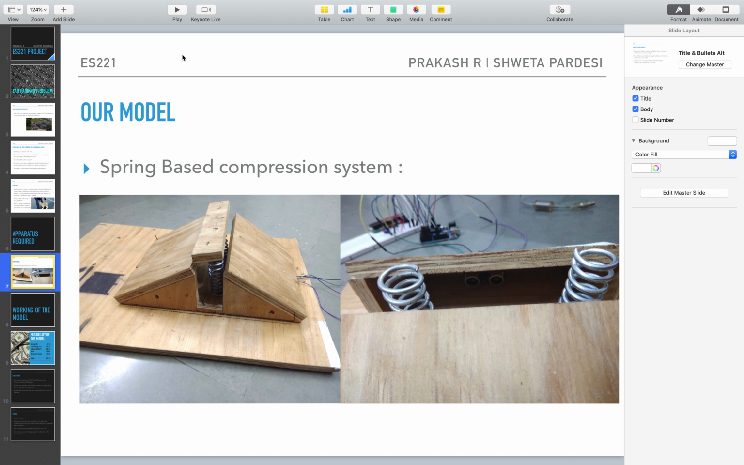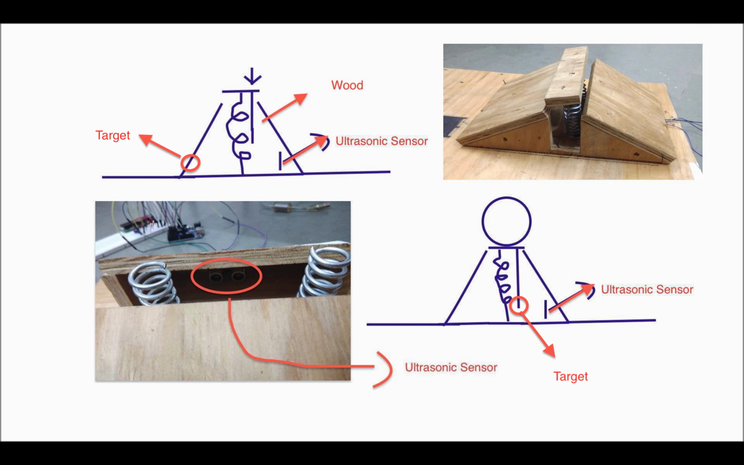Our model: we tried to make a spring-based compression system. Let's see how it works. Initially, the ultrasonic sensor is placed over here and the target is this part over here. When the car comes over, the wood goes down and the tip of the wood becomes the target of the ultrasonic sensor. Hence, the ultrasonic sensor detects the movement of the vehicle.